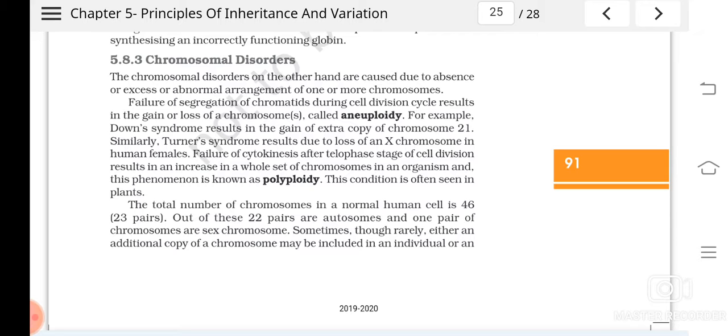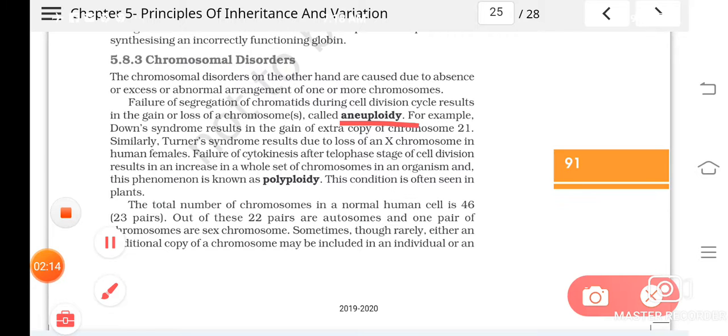So this kind of mutation is known as aneuploidy. Due to the failure of segregation of chromatids during cell division, there is a gain or loss of a chromosome, or sometimes more than one. That condition is known as what? Aneuploidy. And this is due to the failure of chromatid separation during cell division. Understood? An example is Down syndrome. It's a disease where an extra copy of the 21st chromosome is there.